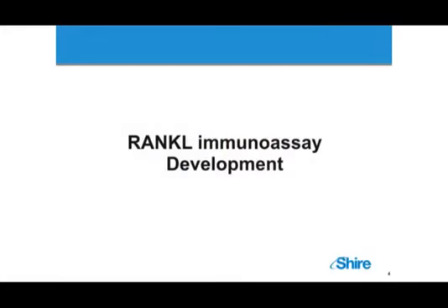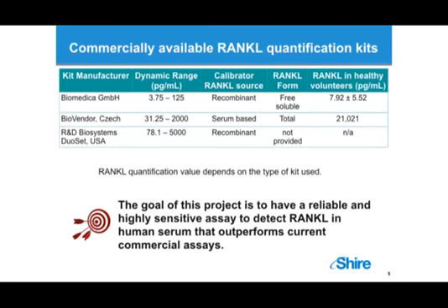Switching gears now to talk about immunoassay development. There are quite a few commercial kits available out there, and here I'm highlighting 3 of them. Biomedica, a German company, has a dynamic range for RANKL of 3.75 to 125 picograms per ml, and they use recombinant RANKL as a calibrator. Here what you can notice is it measures soluble free RANKL. There's another company, a Czech company, BioVendor. It has a different range, and they use a serum-based RANKL calibrator, and it measures total. As you can see, the values you're getting here in healthy volunteers are quite different. And even if you look at just free soluble, humans have a wide range of RANKL in their serum.